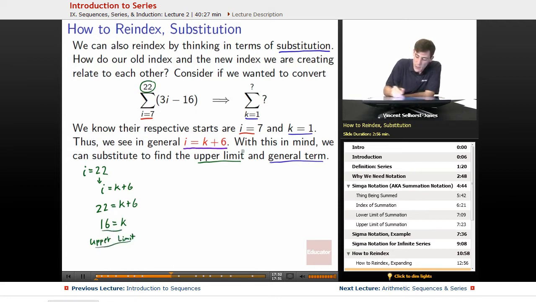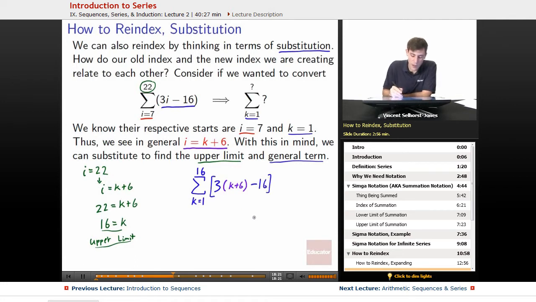All right. So at this point, we can now write our sigma with an upper limit of 16 and the lower starting index at k equals 1. Now, what is it going to wind up being? Well, here it was 3i minus 16. So we've got 3. What is our i in terms of k? Well, i is k plus 6. And then we continue on with the rest of it, minus 16. So we've substituted out the i here for the k plus 6 into what i was in our initial version for the sigma notation.